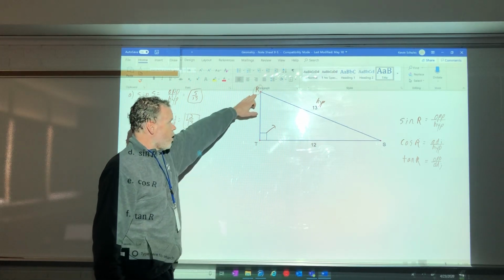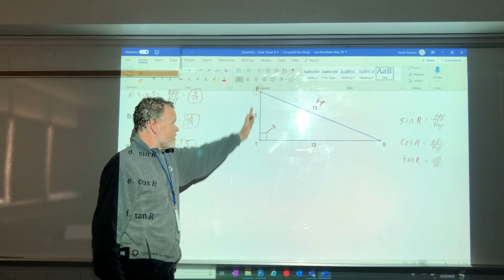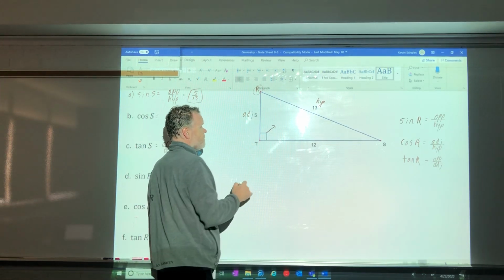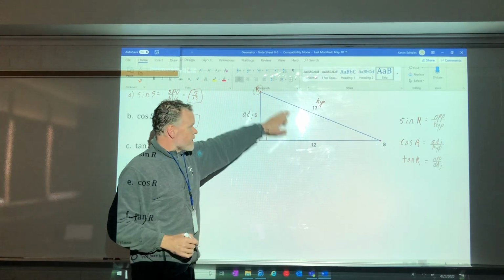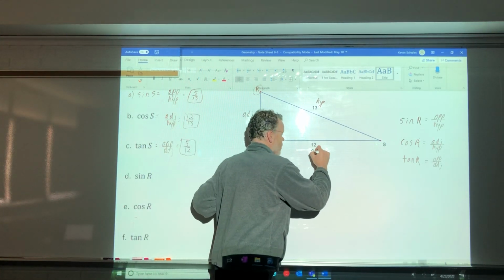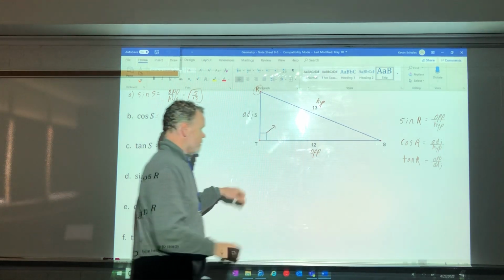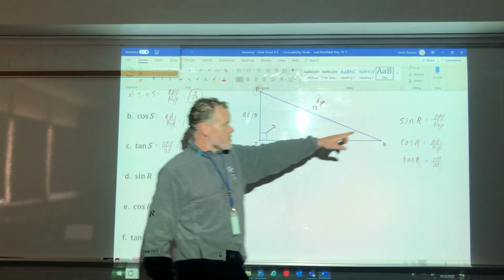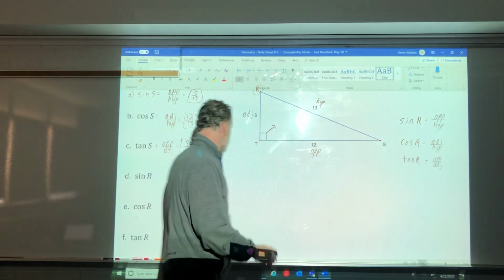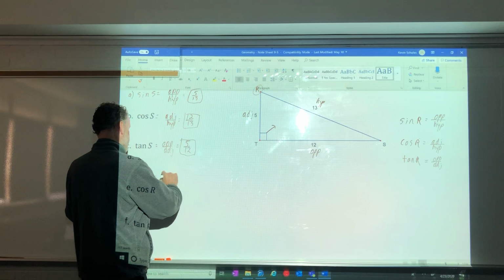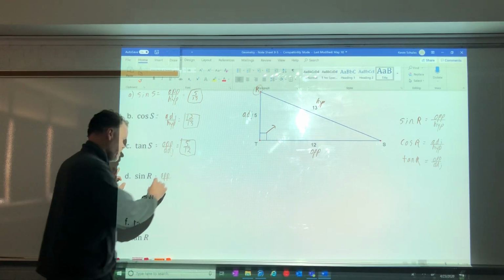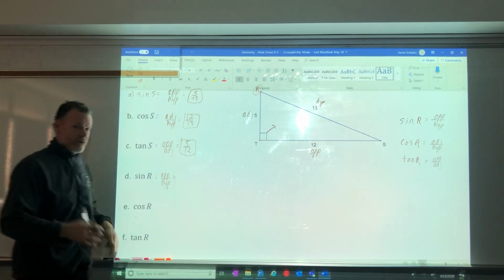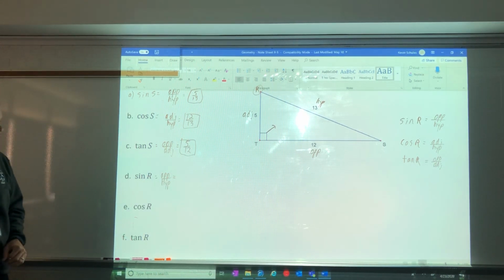Now, when we're looking at R, our adjacent side, the side that runs alongside of it, that's not the hypotenuse, is going to be this, the 5. Okay? Our opposite side across from it is going to be the 12. Okay? Now they're asking you for the sine of R. Sine is opposite over hypotenuse. Okay? First time around, I write a lot more than I really need to, just to be thorough. You can write as much as you need to write, but make sure you're showing work.